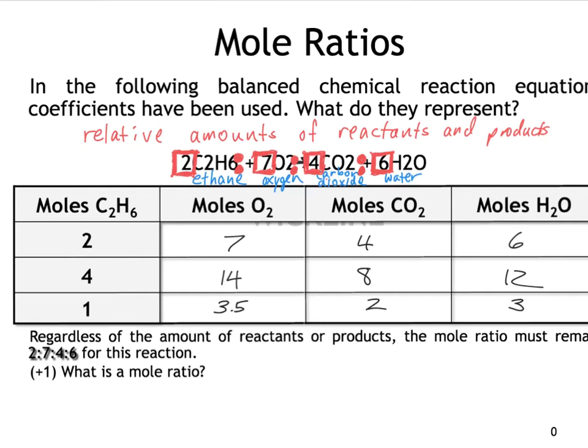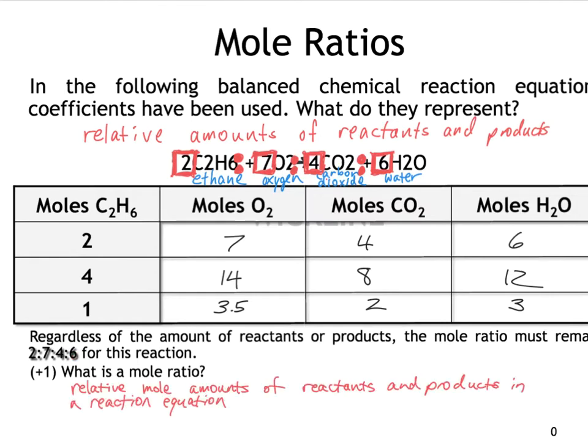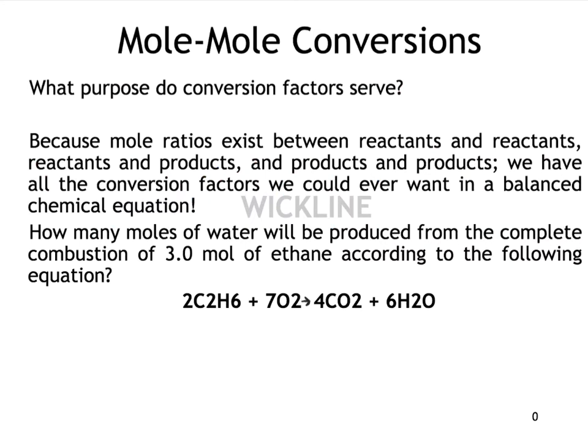What is true, however, is that regardless of the amount of reactants or products, the mole ratio remains 2, 7, 4, 6 for this reaction. And a mole ratio is simply the relative mole amounts of reactants and products in a reaction equation. So we're going to use conversion factors again here rather loosely. A conversion factor we used for the first time during our mass mole conversions lesson, but we're going to use them again here. And the reason is because they just show us a rate in ratios, how much of this you would need to get how much of that.